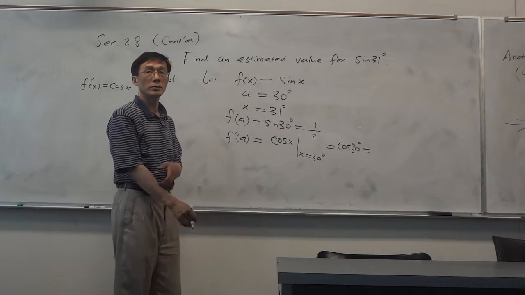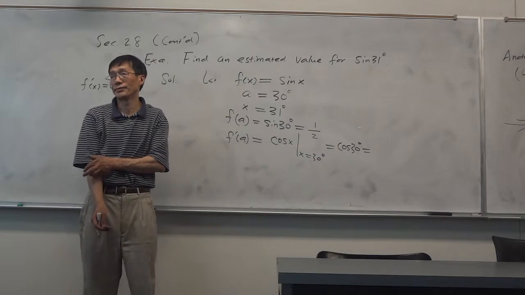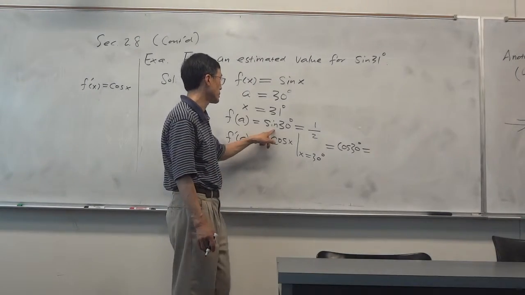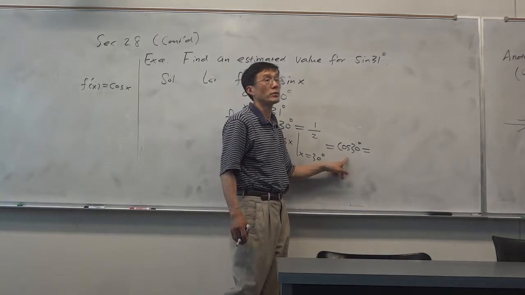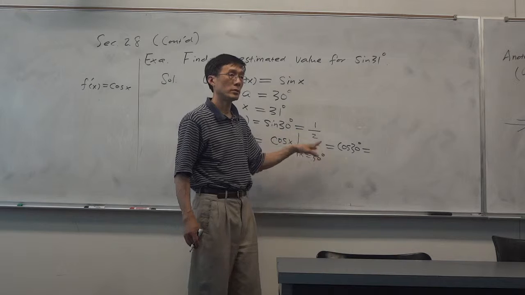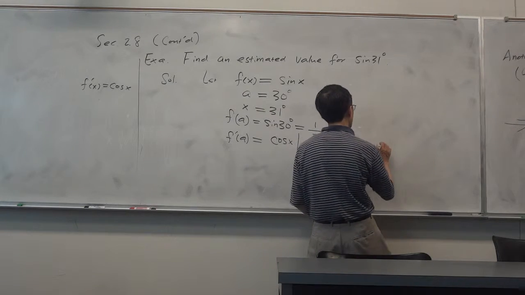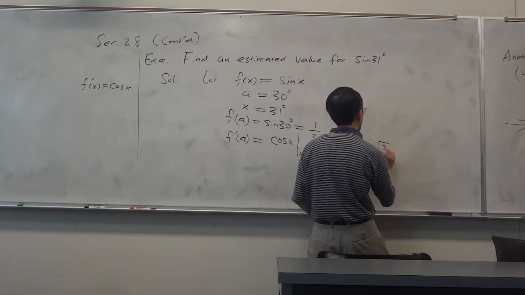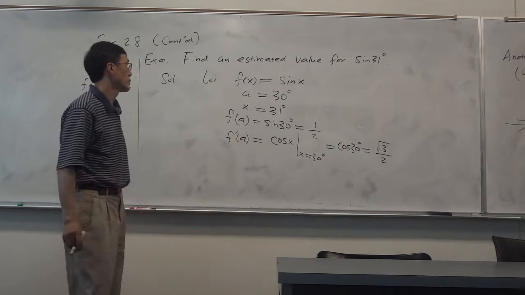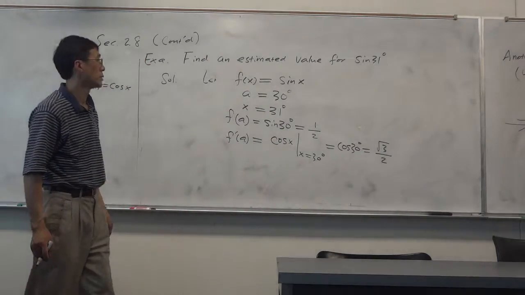That's cosine 30 degrees. You just have to know it. I mean, you could have used the fact that sine squared plus cosine squared equals 1 to determine it, and just worked out the algebra. So this is square root of 3 over 2. All right? What about x minus a?